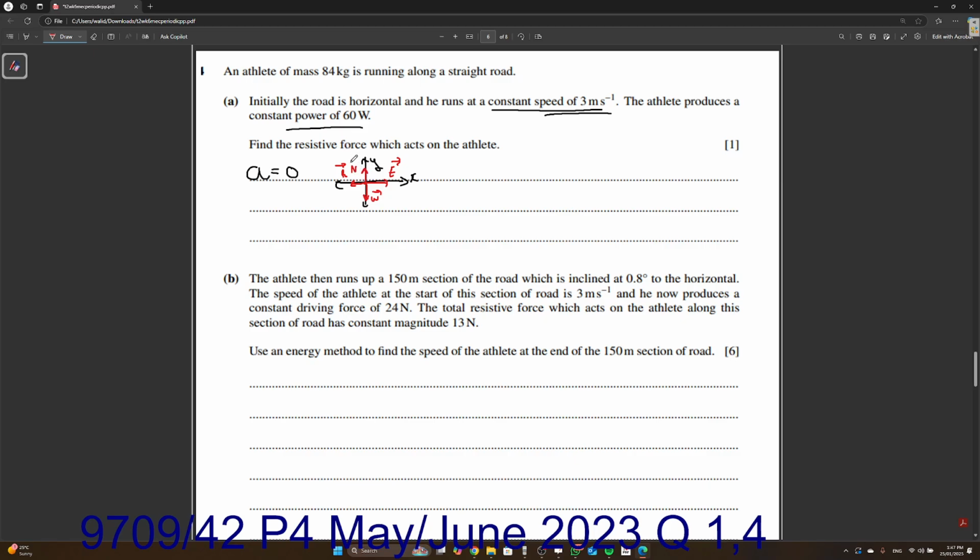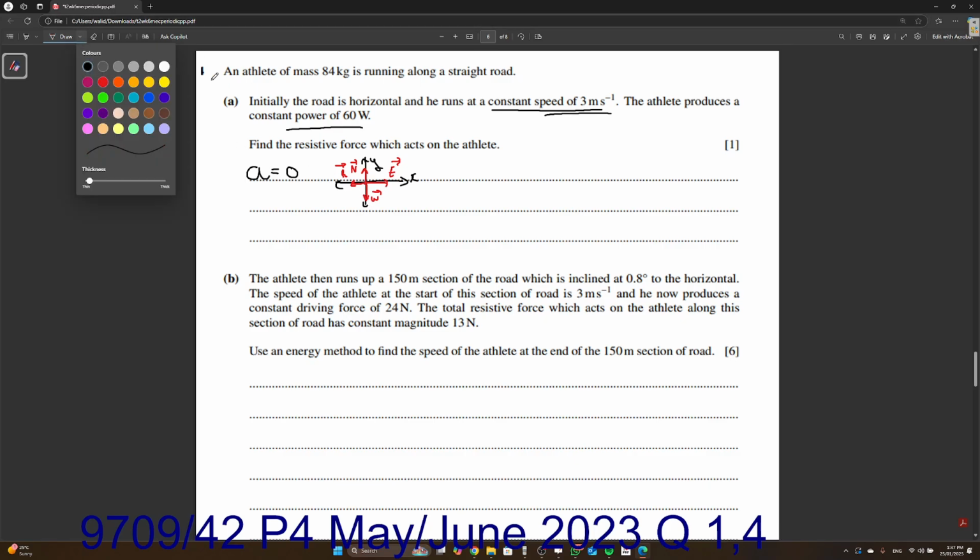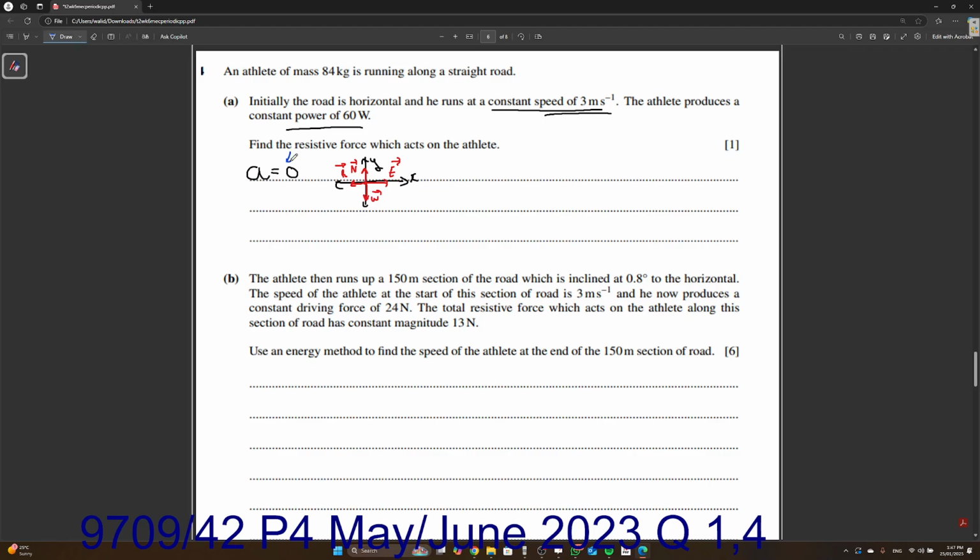What do we know? He's running at a constant speed. What does that mean, guys? Constant speed means a equals 0, right? So when you add up the sum of all forces, you're either going to get ma or 0. But since it's a constant speed, sigma Fx is equal to 0. That means what's on the right is equal to what's on the left, so they're canceling each other out, E and R. So E is equal to R. That means to find the resistive force, you can just find E.